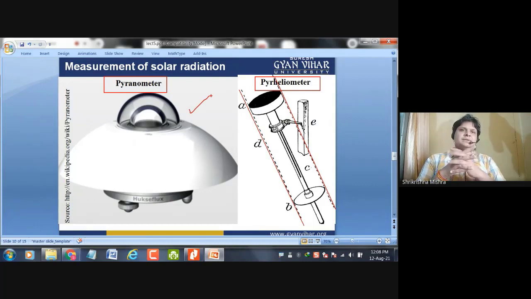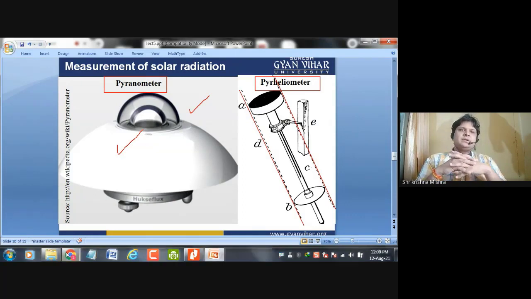The pyranometer basically records the total radiation acting on the surface of the earth. The second one is the pyrheliometer. The basic difference is that the pyranometer will give you the total radiation acting on the surface of the earth. But if you are interested in knowing only the beam radiation, meaning the direct radiation coming on the earth's surface, then the pyrheliometer is the best one. It looks like a telescope, and only the beam radiation enters into it, and therefore you can calculate the value of beam radiation.